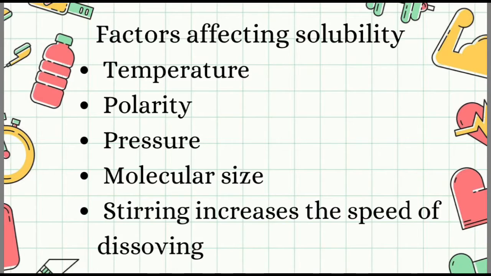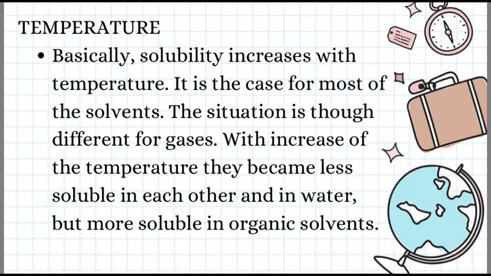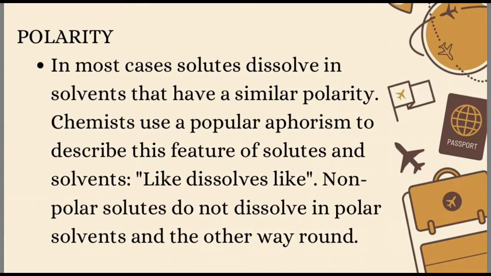Stirring increases the speed of dissolving. Temperature. Basically, solubility increases with temperature. It is the case for most of the solvents. The situation is though different for gases. With an increase in temperature, they become less soluble in each other and in water, but more soluble in organic solvents. Polarity. In most cases, solutes dissolve in solvents that have a similar polarity.